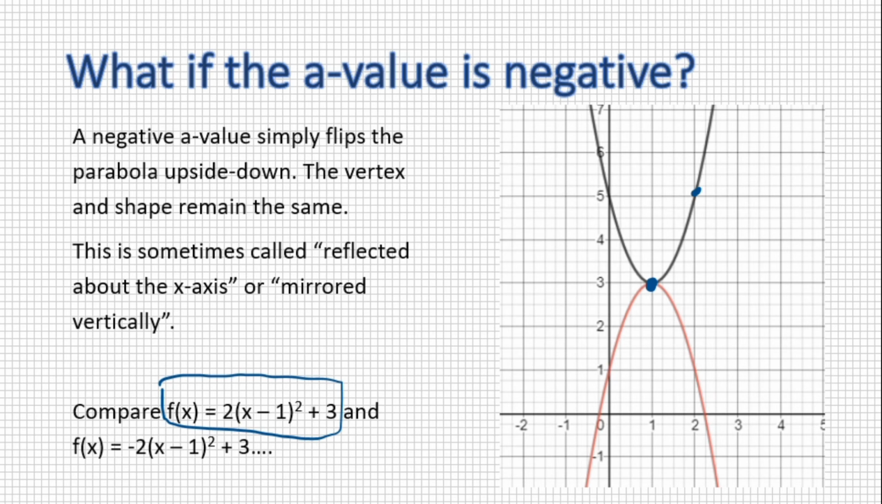If I make the a value negative, it doesn't change the vertex. Looking at this vertex form, it's still 1, 3. But the step pattern is negative 2 times 1, which means negative 2, which means down 2, and so forth. So negative a values create the frowny parabolas. So think of negative as a frown and positive as a smile, and you'll already know what way your parabola should go without even graphing it. You know if it opens upward like this or downward like this.